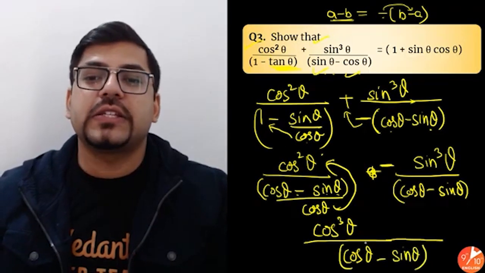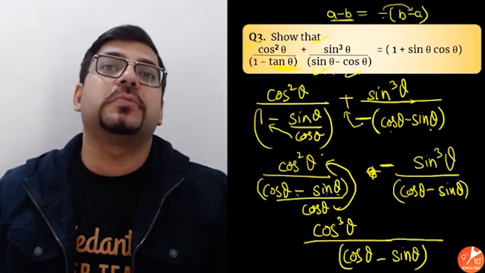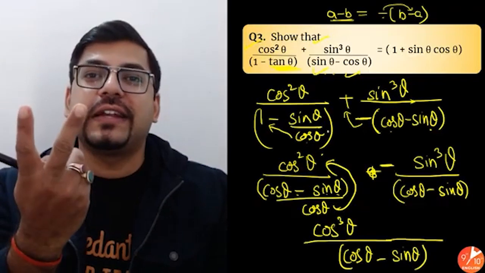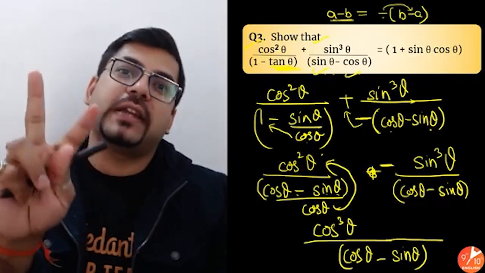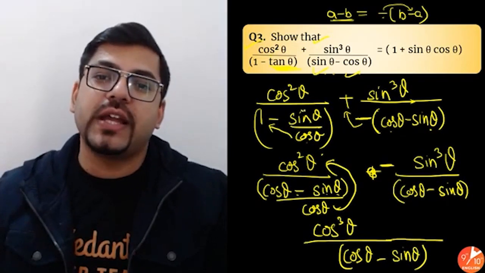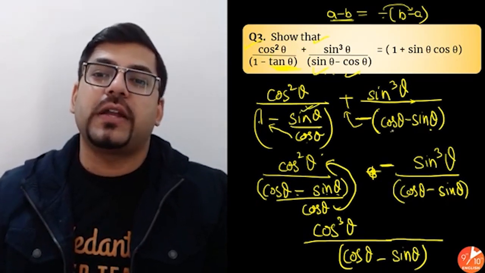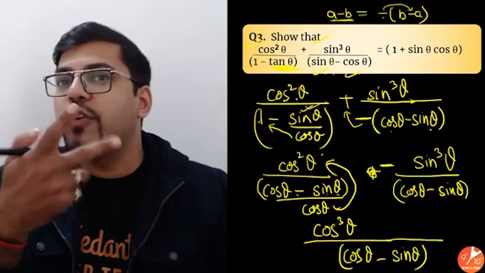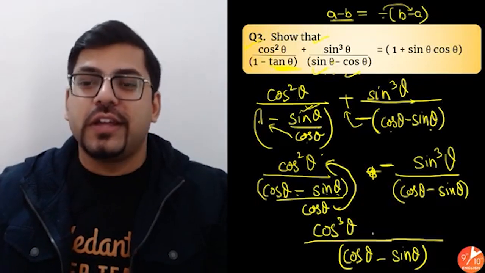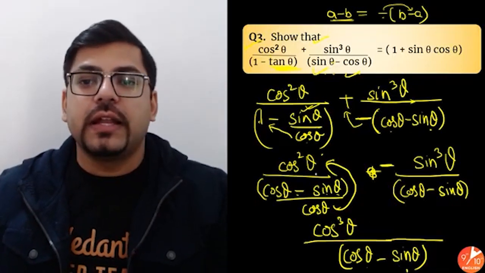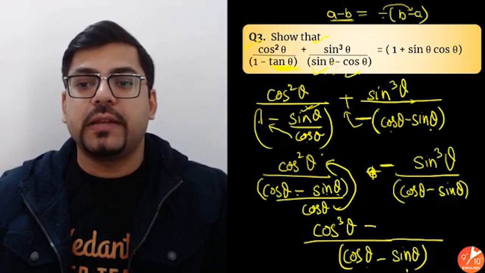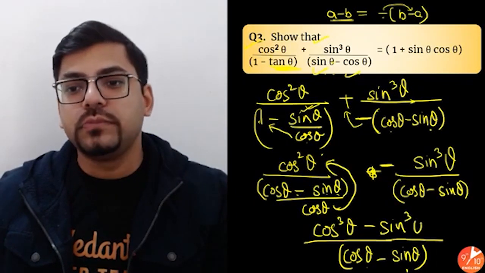That is the reason why I flipped the term, why I made sinθ minus cosθ into cosθ minus sinθ: I could see at this point that this is going to give me cos minus sine, but with sine minus cos I wouldn't be able to take it common. Here I took the LCM. Now in the numerator I have cos³θ minus sin³θ.